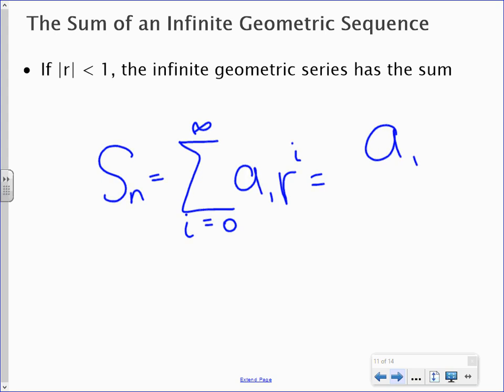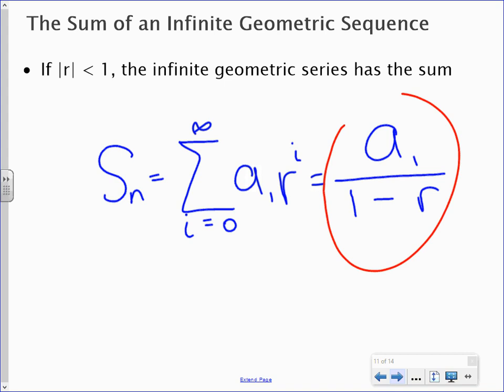You're going to take the first term over 1 minus r. And that's really what you need to remember. Oh, but this should be an infinity, right? First term over 1 minus r. Now, that first term has to be the first term in your sum. So for some weird reason, if your sum starts at 3, then when you plug in 3, that's your first term. That's where you're beginning. Okay? But it's a pretty simple calculation to make.